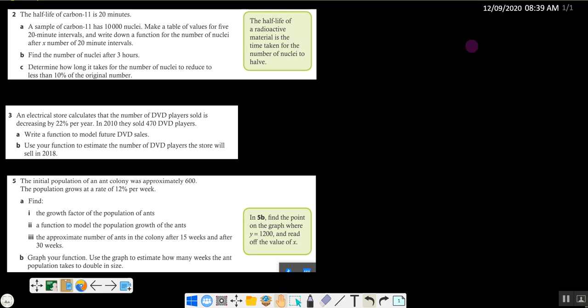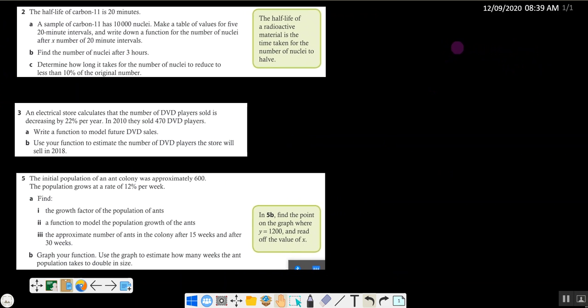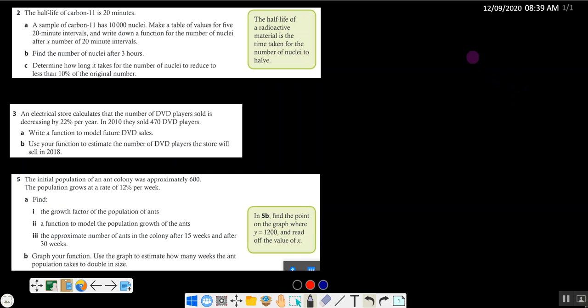So, the table of values is going to look like a table of values, right? So what's in my table? Time. I don't know why I did it this way, it doesn't matter. Time in blocks of 20 minutes. And what will the other thing be? The number of nuclei.